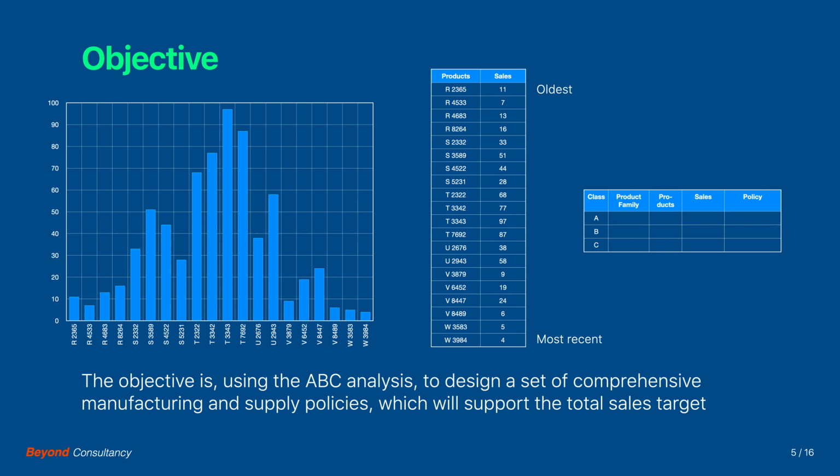Given the diversity of the product set, it is not immediately clear which operating policy would support the total sales target. The objective is, using the ABC classification, to come to a set of comprehensive manufacturing and supply policies which, when taken together, support the target.